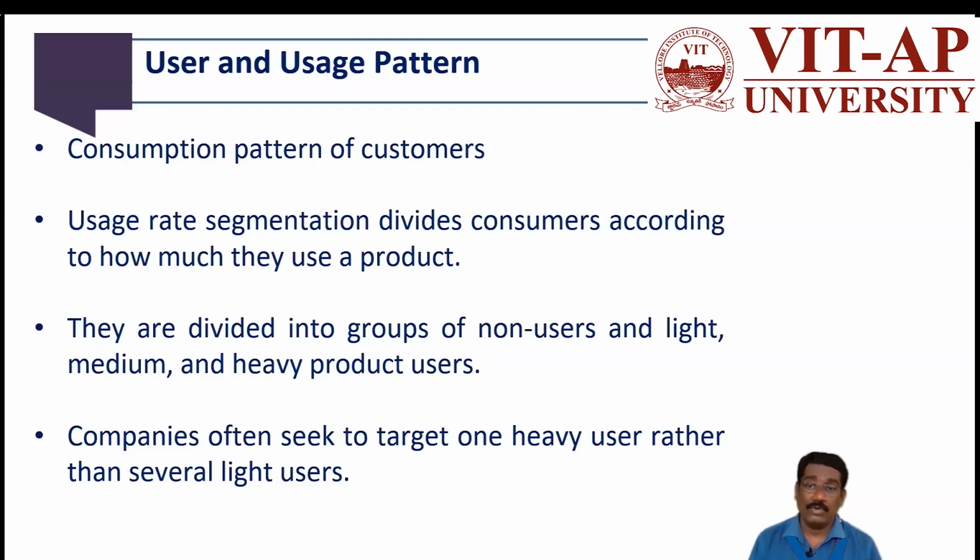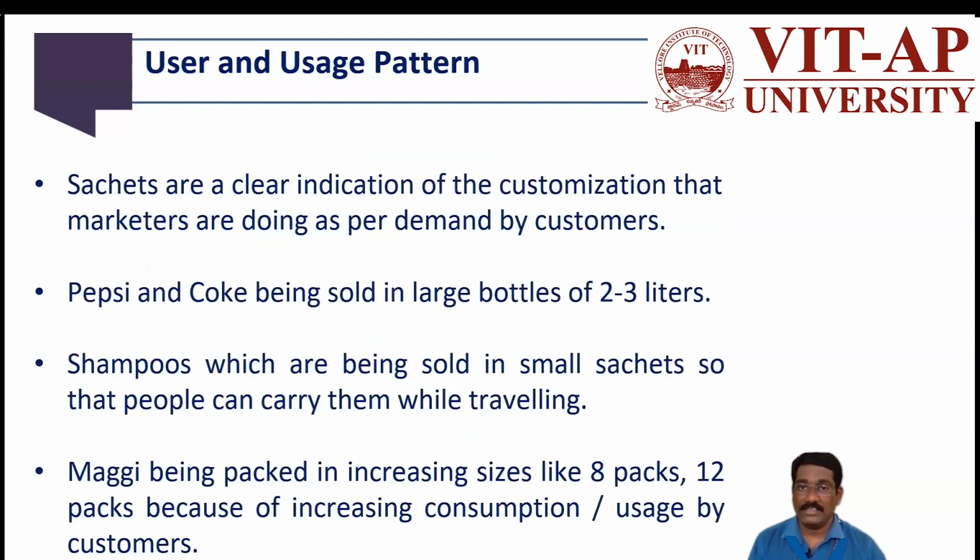They are divided into groups of, as I already told you, non-user, light, medium, and heavy product users, in the case of smoking, cigarette consumers. Companies often seek to target one heavy user rather than several light users. Then it is profitable. In the case of user and usage pattern, we have sachets, a clear indication of the customization that marketers are doing as per demand by the customer, especially in semi-urban and rural areas.